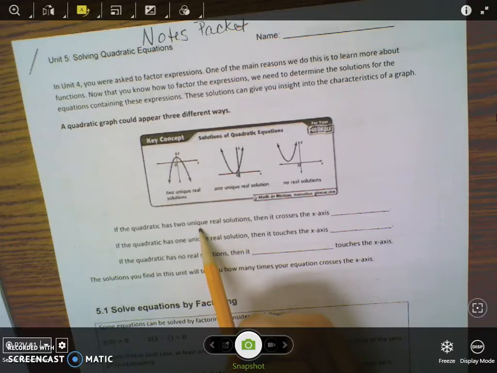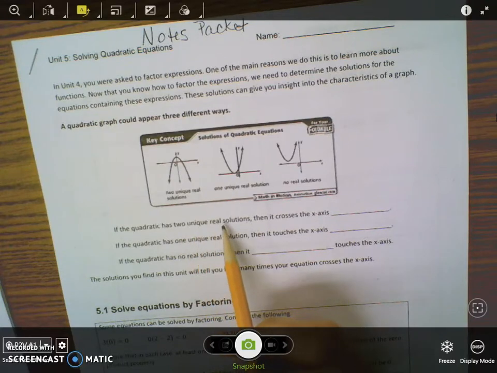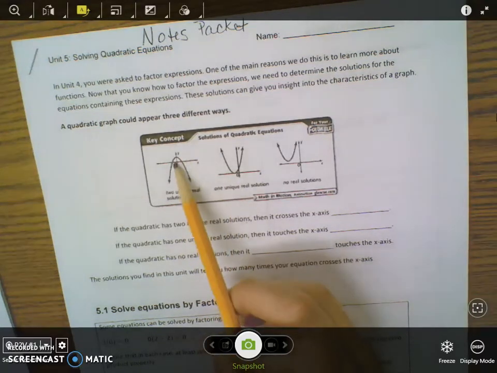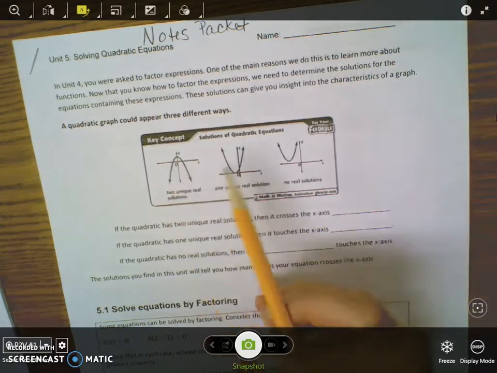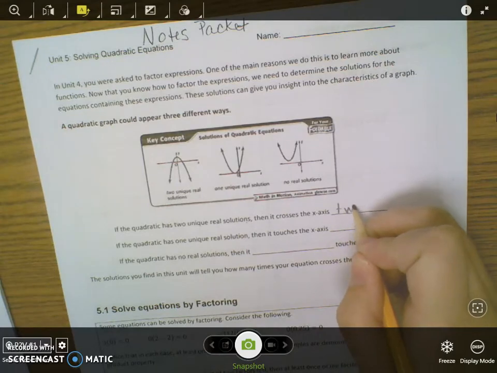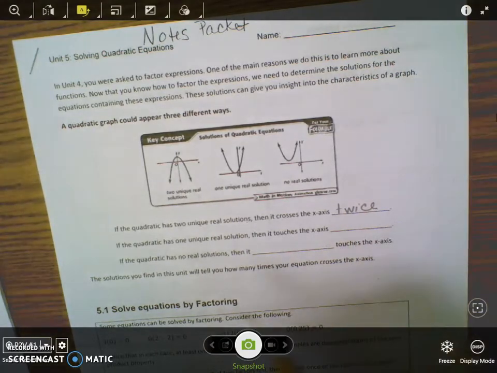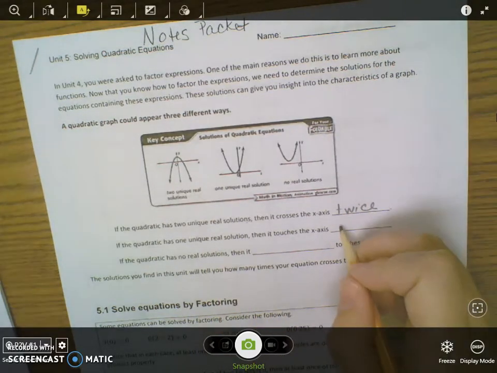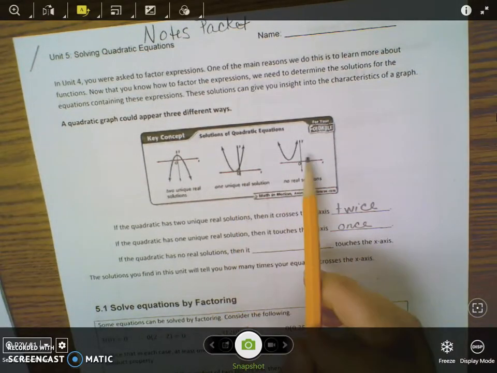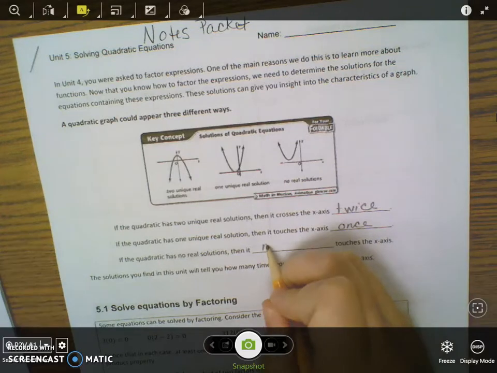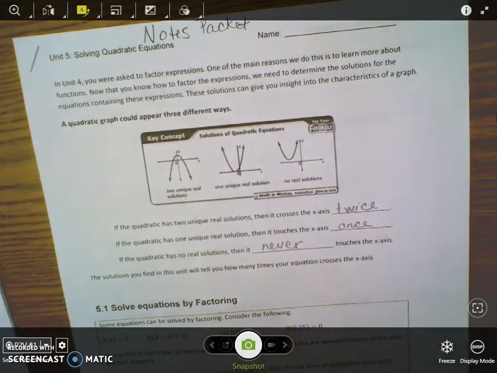So for example, on this one, if a quadratic has two real solutions, then it will look something like this. It could be flipped the other way too, but it crosses the x-axis twice. If the quadratic has one real solution, then it touches the x-axis once, like it does right there. And if it has no real solution, then it never touches the x-axis.